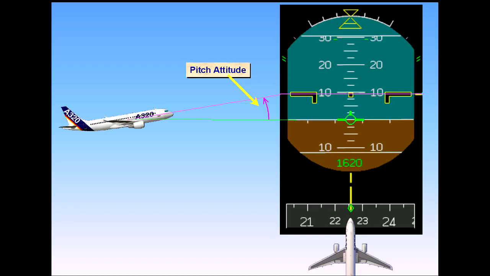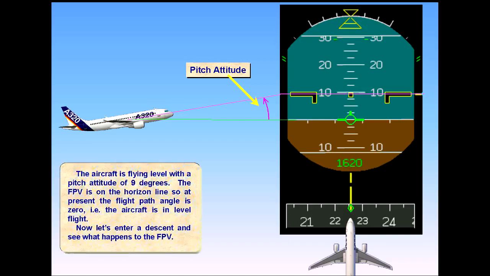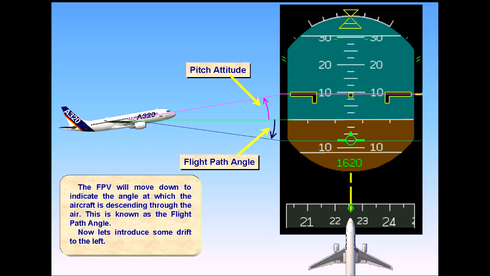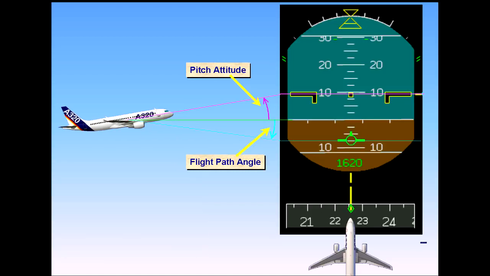Now let's enter a descent and see what happens to the flight path vector. The flight path vector will move down to indicate the angle at which the aircraft is descending through the air. This is known as the flight path angle. Now let's introduce some drift to the left. As a result of wind from the right, the aircraft is drifting to the left.